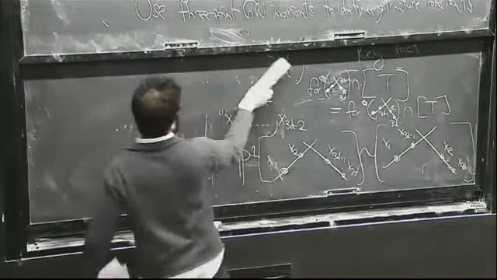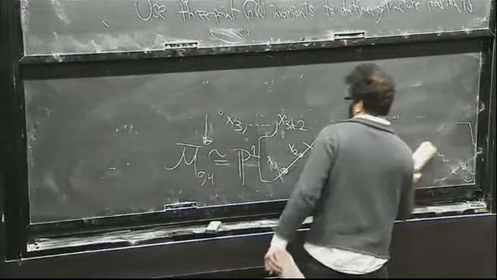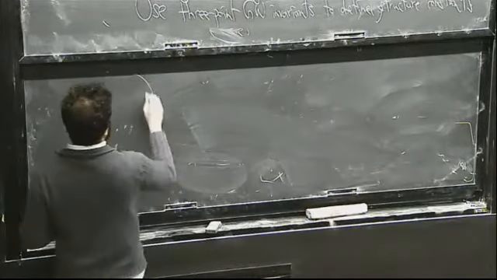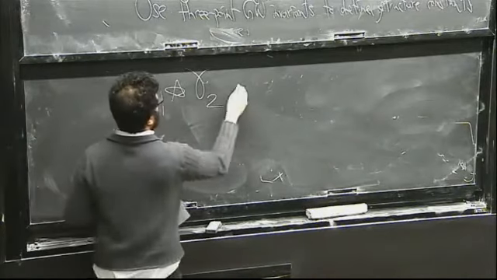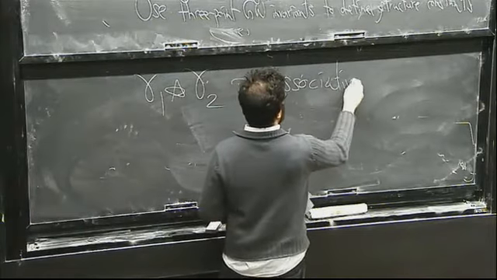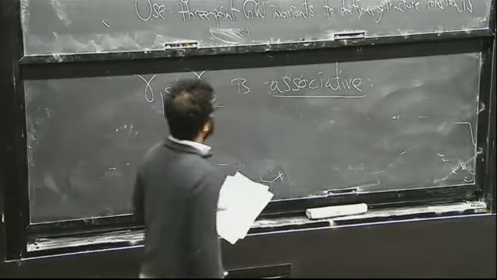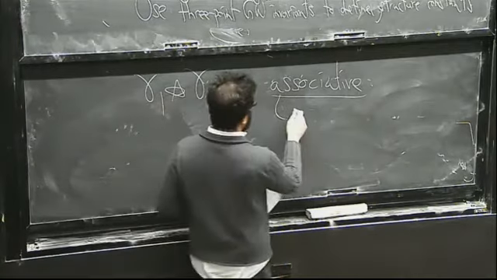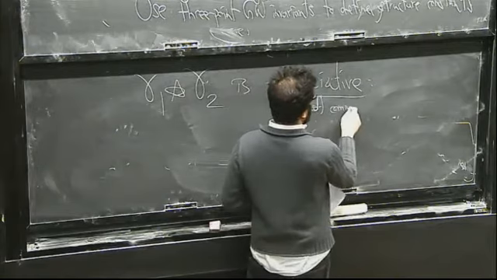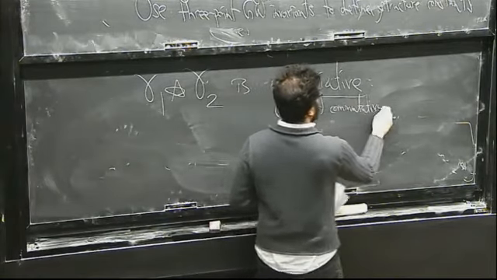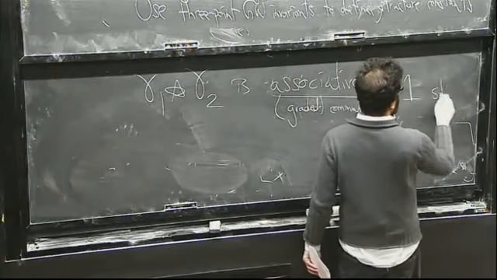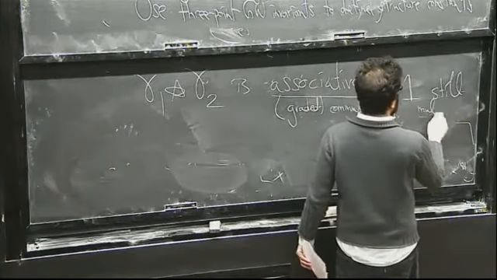But the thing you have to check is that this actually defines a ring structure. In particular, the key fact is that this is actually associative. And also, it's graded commutative. And the unit class in cohomology is still a unit. It's still the multiplicative identity.